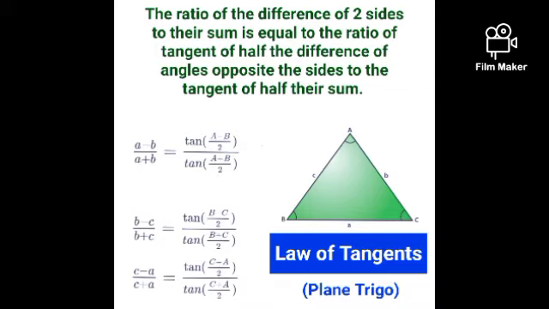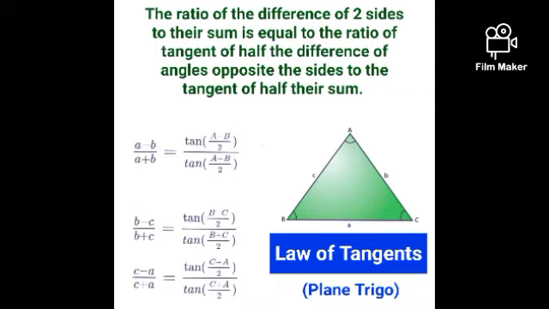At the left hand side of the first equation, you have a minus b over a plus b. That is the ratio of the difference of two sides to their sum, a plus b. And this ratio is equal, by the law of tangents, to the ratio of the tangent of half the difference of the angles opposite the sides small a and small b, and these angles are angle capital A, opposite small a, and angle capital B, opposite small b.